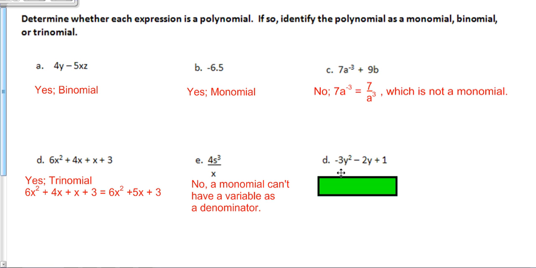F, you look at these. Looks like you have three terms. None of them can be combined. So this would be an example of a trinomial. So yes, this would be a polynomial, and the type would be a trinomial.